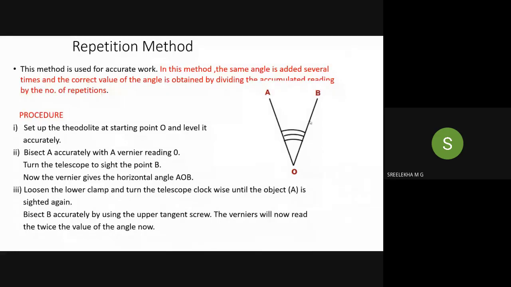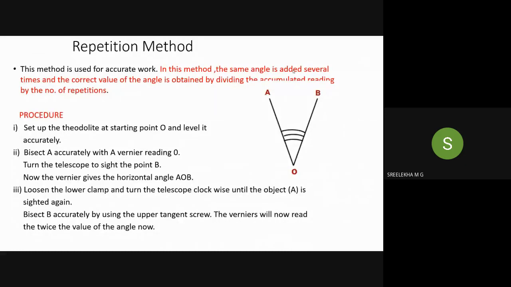So don't get confused. And again, we give one more rotation so that the angle is given at least 3 repetitions. That's our procedure. And what is the average of the 3 values? That will be your angle AOB.